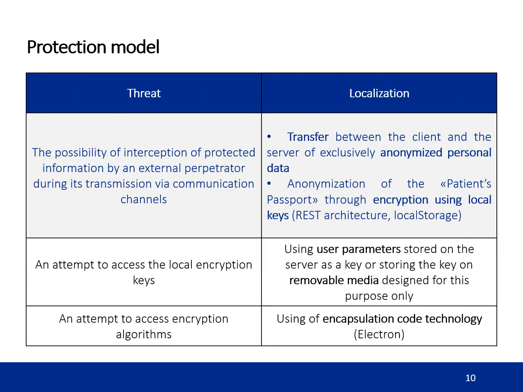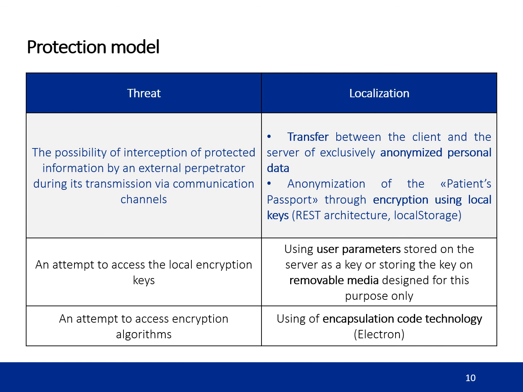Localization of the identified actual threat is possible by organizing the transfer between the client and the server of exclusively anonymized personal data. The medical record without communication with the patient passport cannot be identified with a specific patient, so it contains anonymized personal data. Anonymization of the patient's passport can be achieved through the use of encryption with local keys. In implementing the scheme described above may be 2 new challenges: an attempt to access the local encryption keys and the encryption algorithms.